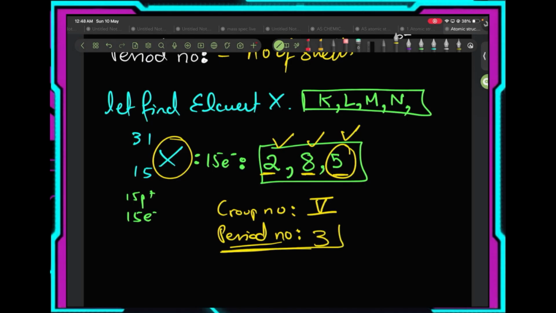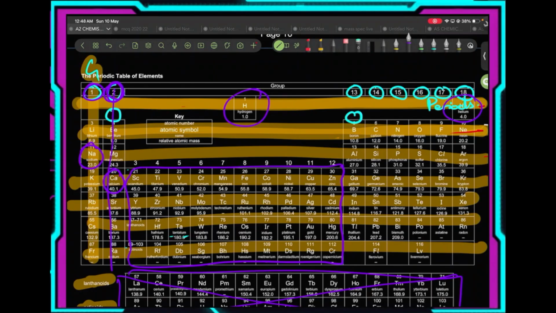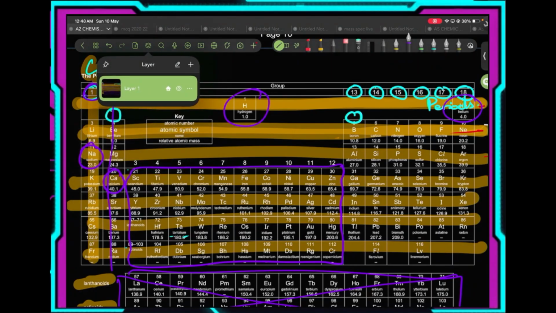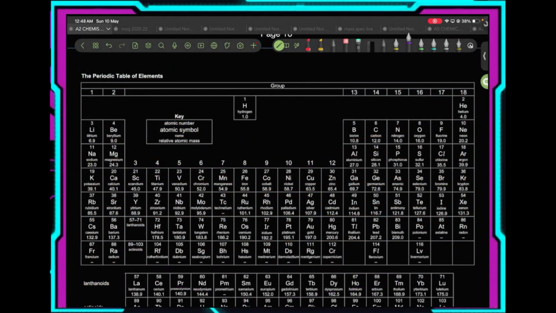Now let's locate this in the periodic table. We have a group 5 and period 3 element. So go to the periodic table. Let's first find out group 5. Let me clear the page. Okay. Where is group 5? This is group 1, 2. Ignore all of these. 3, 4 and 5. So we are at group 5. Let's make a vertical line over here. And we're at period 3. So where is period 3?